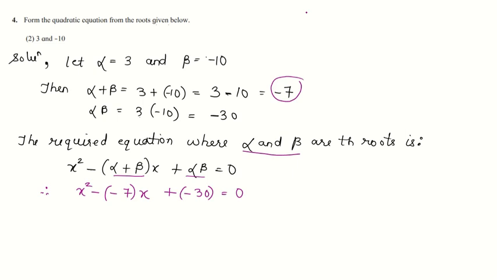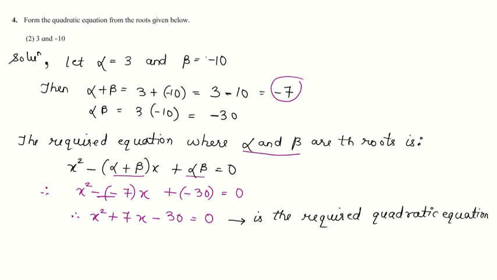We can solve this further now. Therefore, x squared, this minus into minus is plus 7x. This plus into minus is minus 30 is equal to 0. So this is called the required quadratic equation. You can just pause the video and copy down the question and its solution.